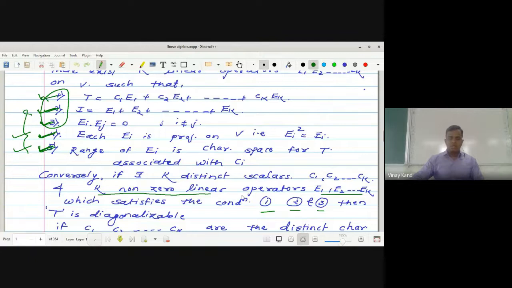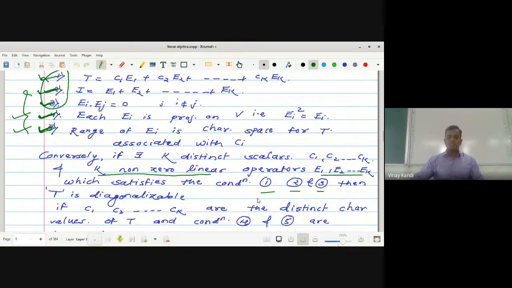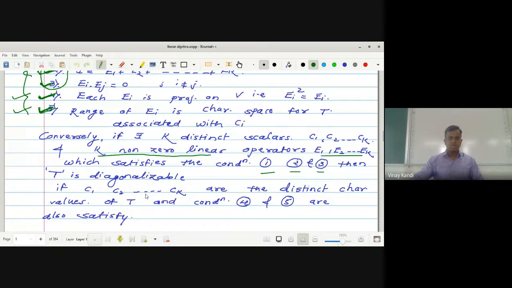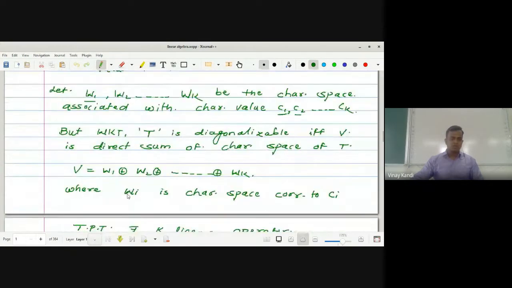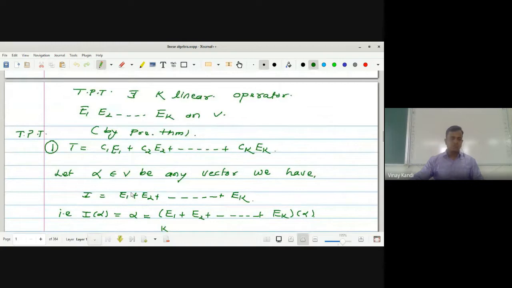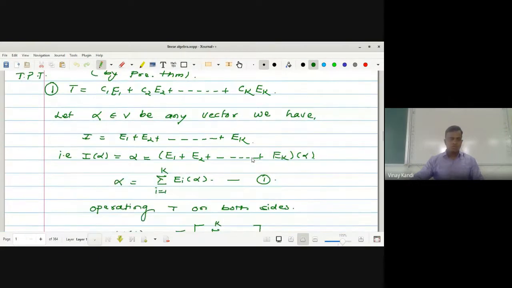and k non-zero linear operators E1, E2, up to Ek that satisfy 1, 2, 3, then T is diagonalizable. And if c1, c2, up to ck are the distinct characteristic values of T, then conditions 4 and 5 are also satisfied. In the necessary part, we proved this. For all four conditions, we only had to prove the first condition: T is equal to c1E1 + c2E2 + c3E3 + ... + ckEk. And we also proved this necessary part.